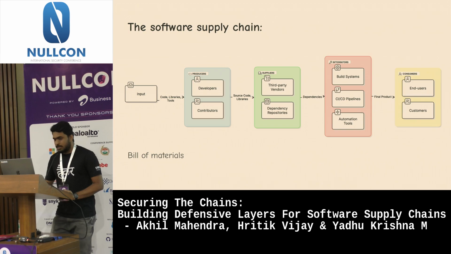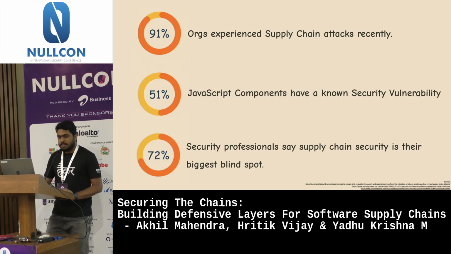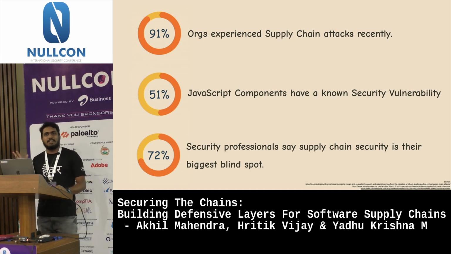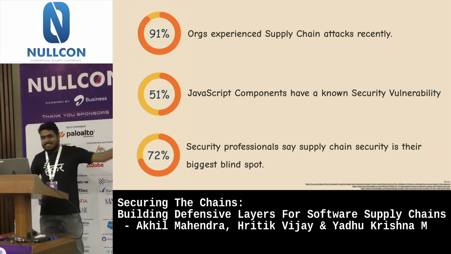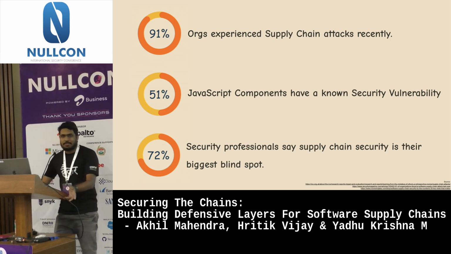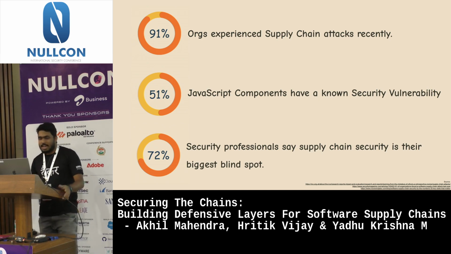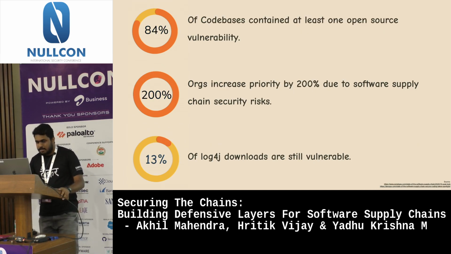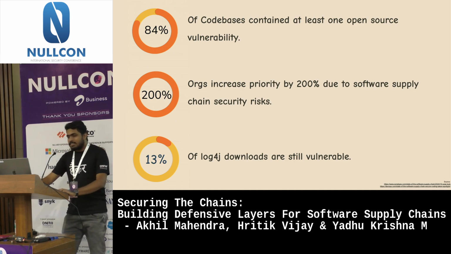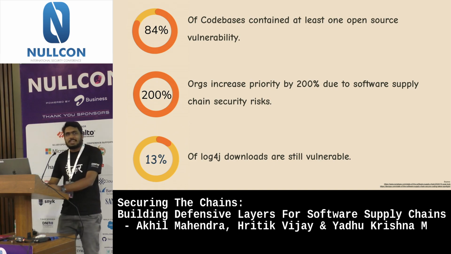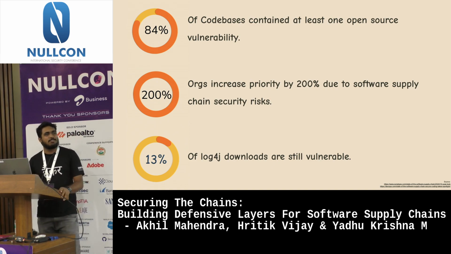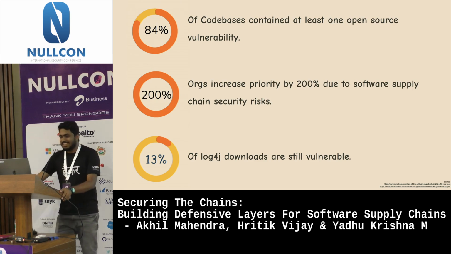Cool. So let's go ahead. These are some metrics. How many of you have faced supply chain attacks? Cool. As you can see, 51% of JavaScript components are still vulnerable, with a known vulnerability. And to take another example, 13% of log4j downloads are still vulnerable. How many people know the log4j vulnerability? Cool. Good number of people know.